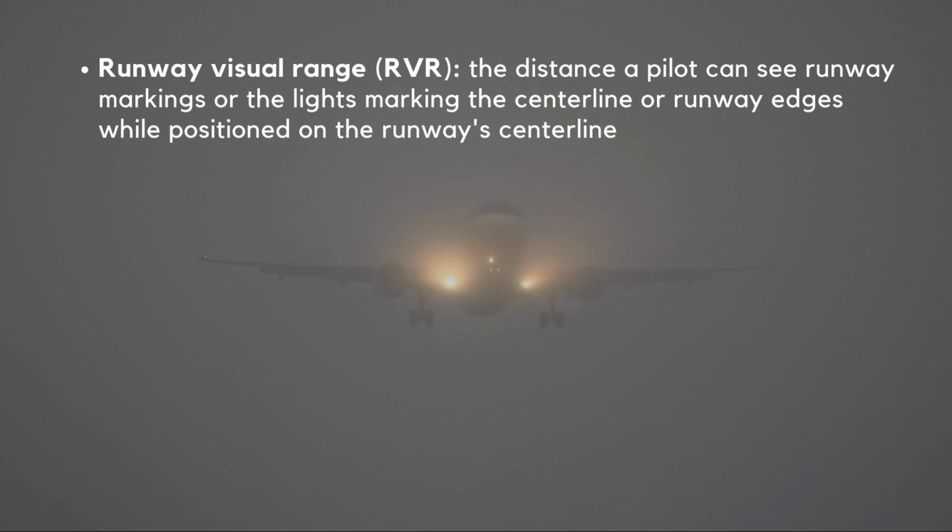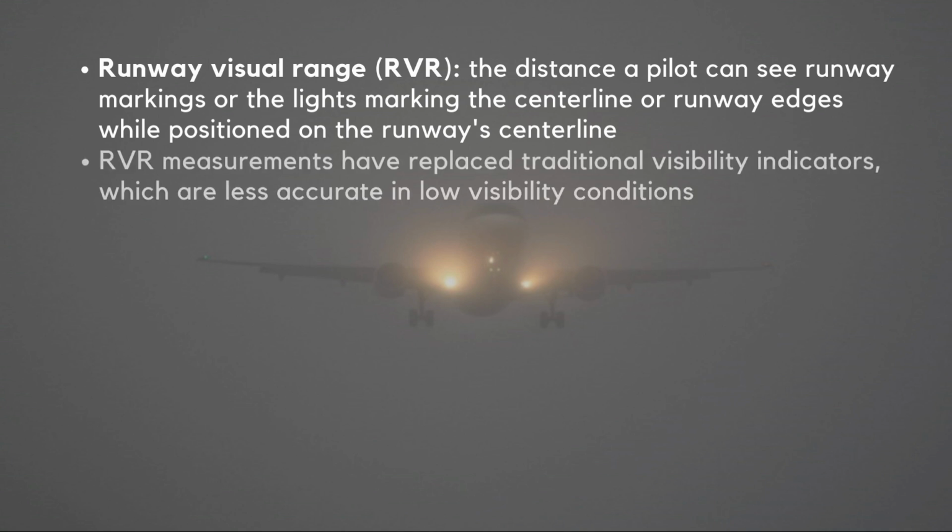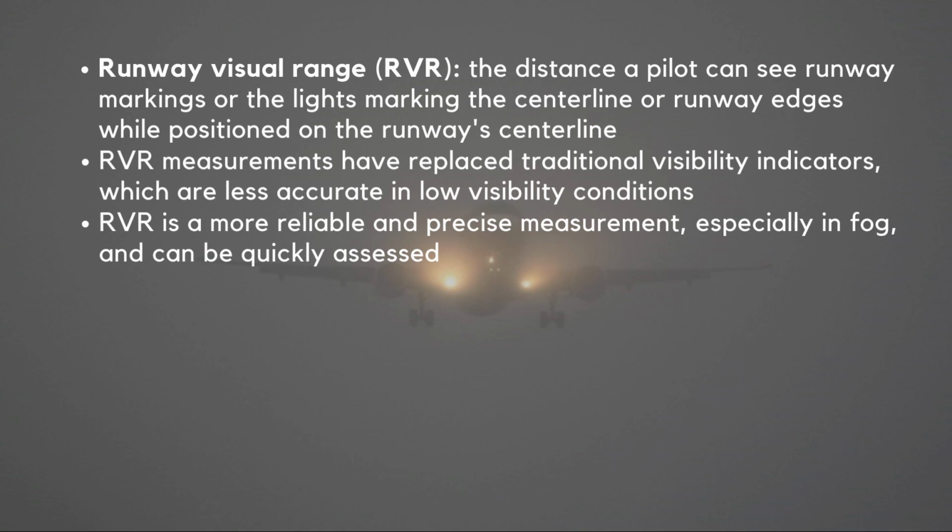Runway visual range, RVR, refers to the distance a pilot can see runway markings or the lights marking the centerline or runway edges while positioned on the runway's centerline. RVR measurements have replaced traditional visibility indicators, which are less accurate in low visibility conditions. RVR is a more reliable and precise measurement, especially in fog, and can be quickly assessed.